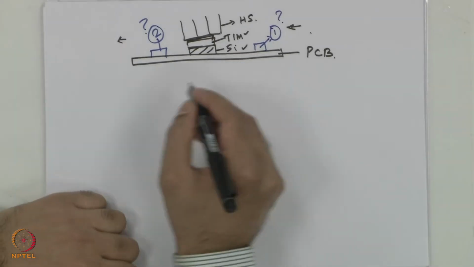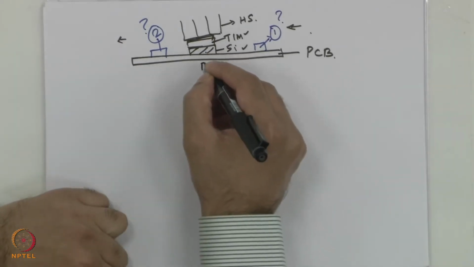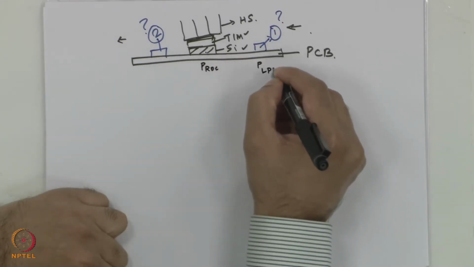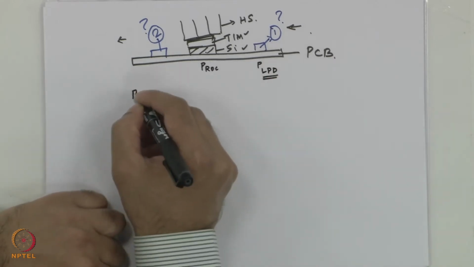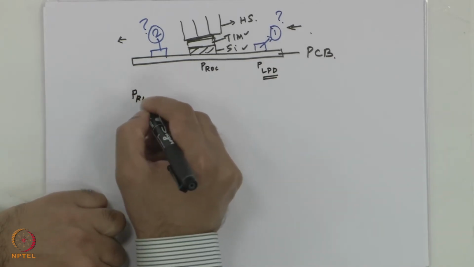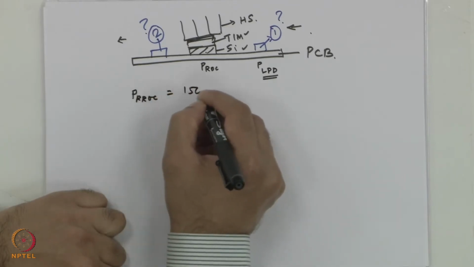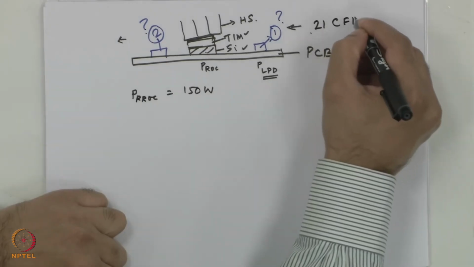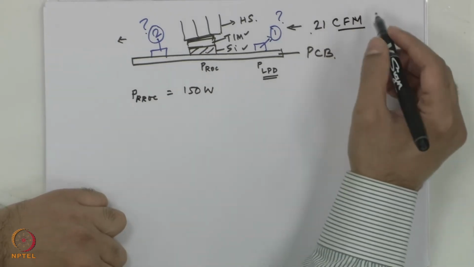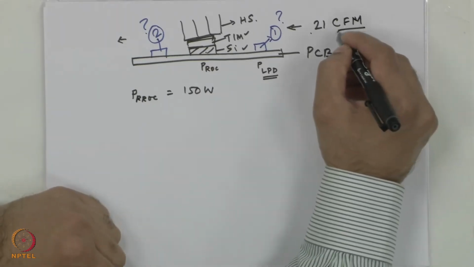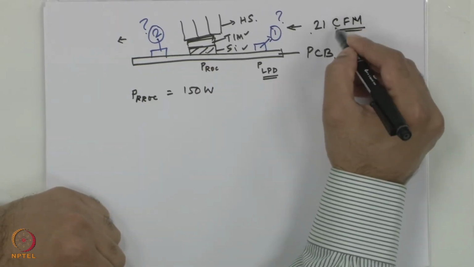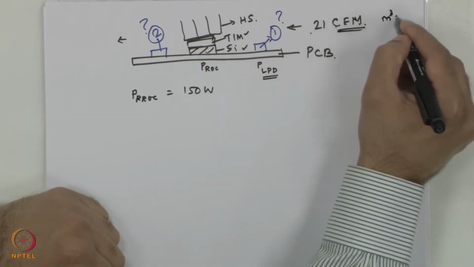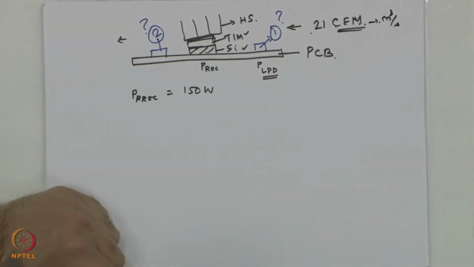The high power processor, this is called the processor, and let us call this some low power device, LPD. So, the processor power is about 150 watts. The airflow comes in at 21 CFM. Typically, many manufacturers use these mixed units, not many use the SI units. CFM stands for cubic feet per minute. So, this needs to be converted to meter cube per second before it can be used for our calculations.